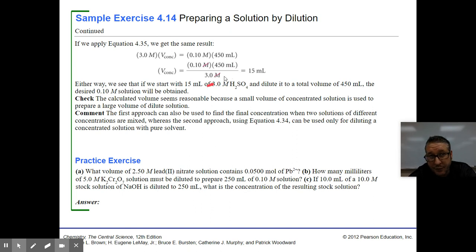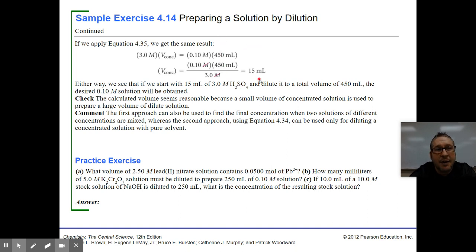So basically, once we do our math, we're going to find out that we need 15 milliliters. Well, what does that mean? That means that we are going to take 15 milliliters of our stock concentrated solution of sulfuric acid, so the 15 milliliters of the 3.0 molar solution. We're going to put it into a volumetric flask, and we're going to fill it up to the line that says 450 milliliters. That's how we make a solution.